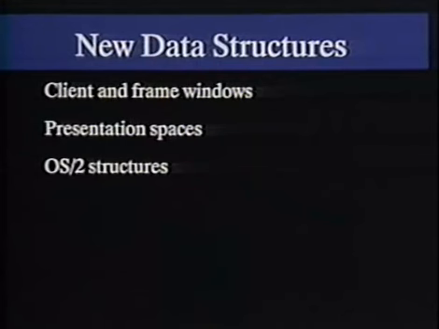The last area in the data structures changes are some OS2 structures. If you're using multiple threads in your application, if you're using multiple processes, if you're using pipes, queues, all of these OS2 kernel capabilities have data structures associated with them that if you want to exploit them, you have to be aware of them and make changes in your current applications to make them work with the OS2 presentation manager.